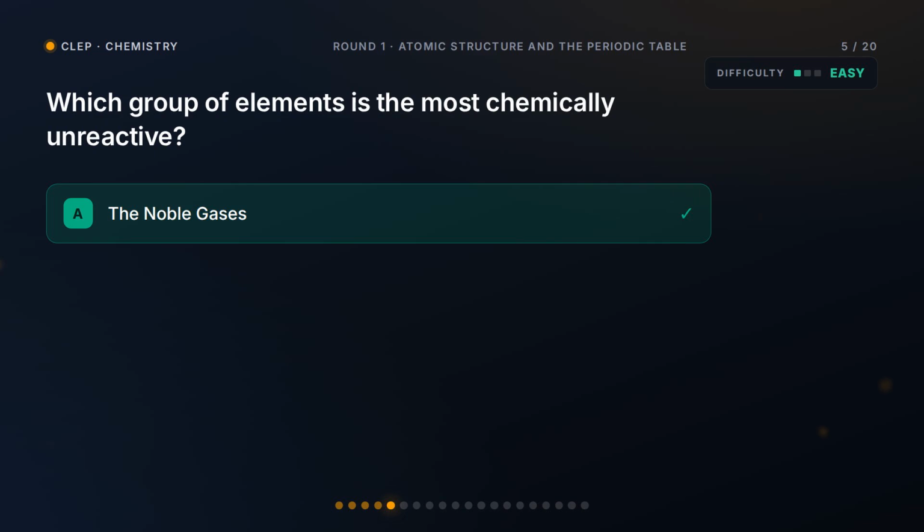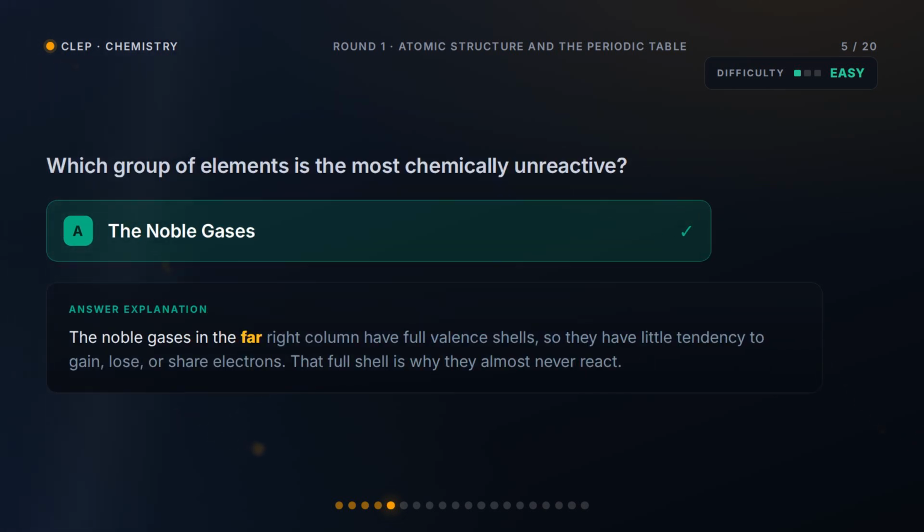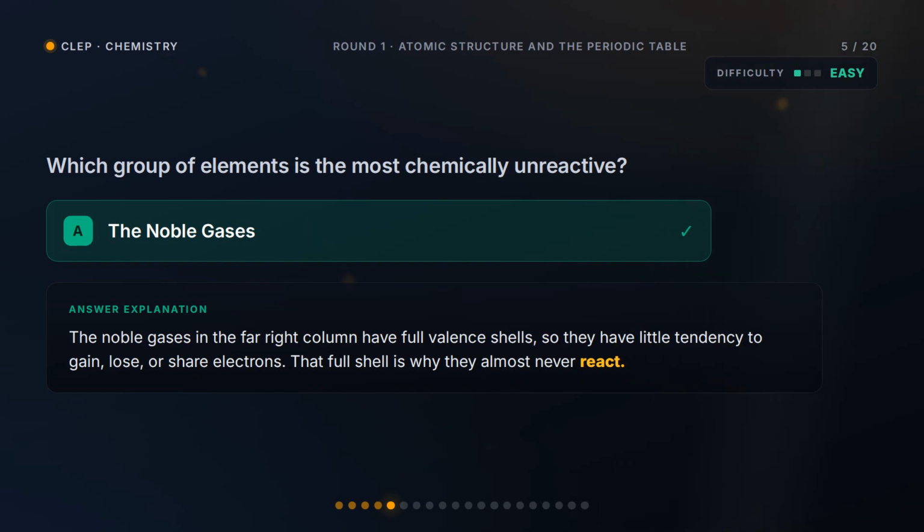The answer is A. The noble gases. The noble gases in the far right column have full valence shells, so they have little tendency to gain, lose, or share electrons. That full shell is why they almost never react.